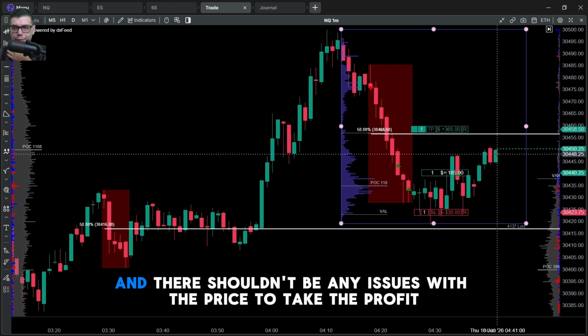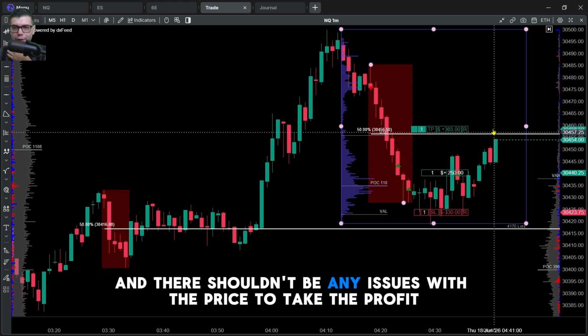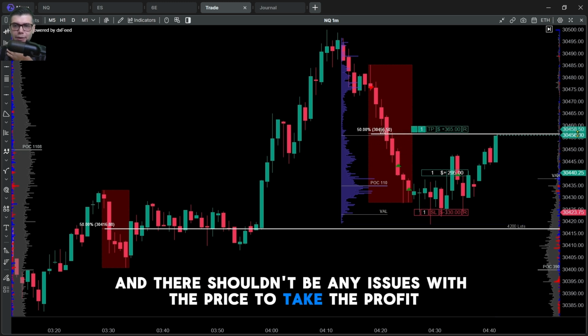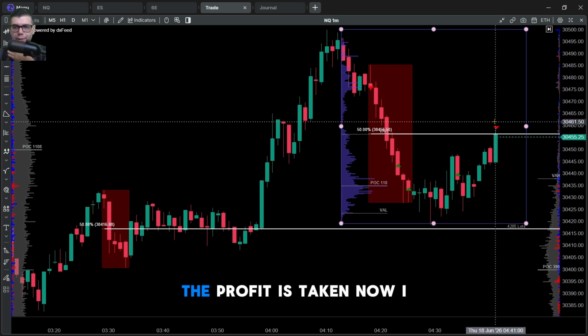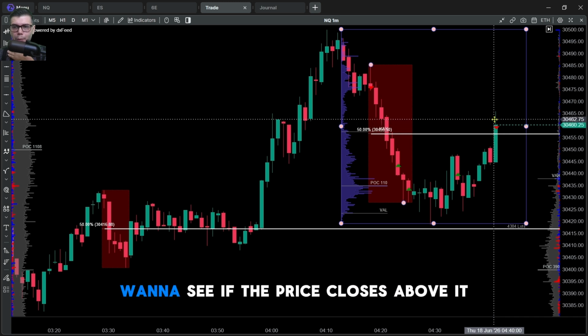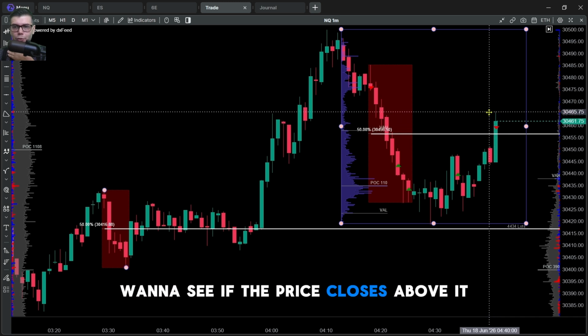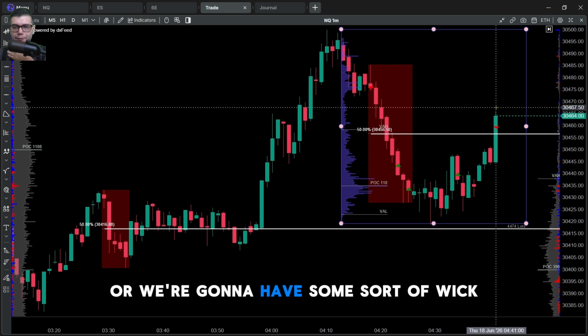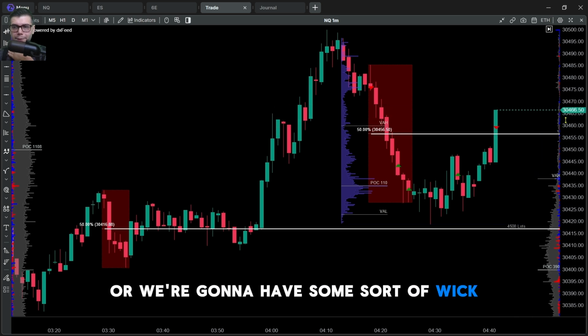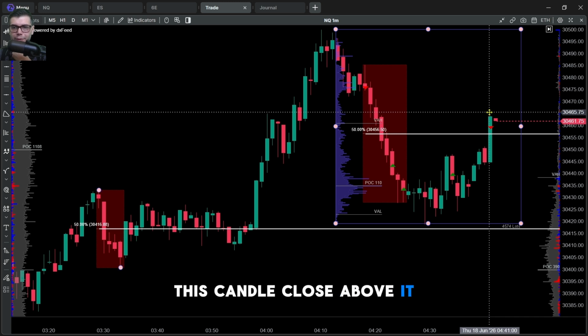And there shouldn't be any issues with the price to take the profit. It's going there with speed. The profit is taken. Now I want to see if the price closes above it, or we're going to have some sort of wick. This candle closed above it.